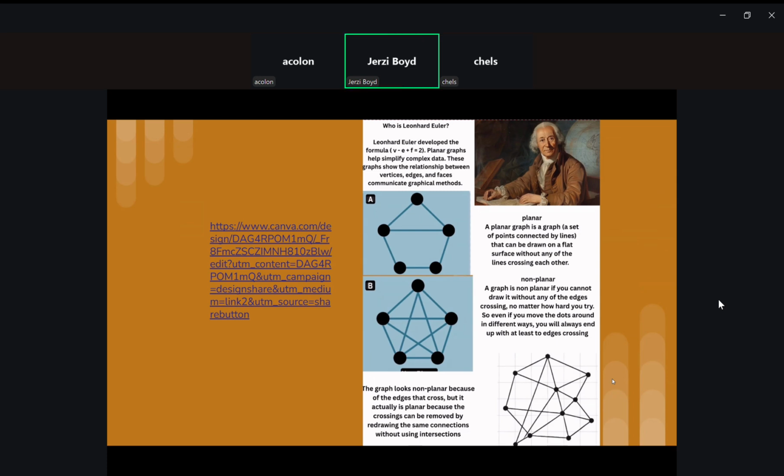Yeah, so to basically summarize what we've already went over, a non-planar graph is a graph that you cannot draw without any of the edges crossing, no matter how hard you try. So even if you move the dots around, you will always end up with at least an edge crossing. And the graph on the bottom looks like non-planar because of the edges that cross, but if you move it around, it's actually a planar graph.